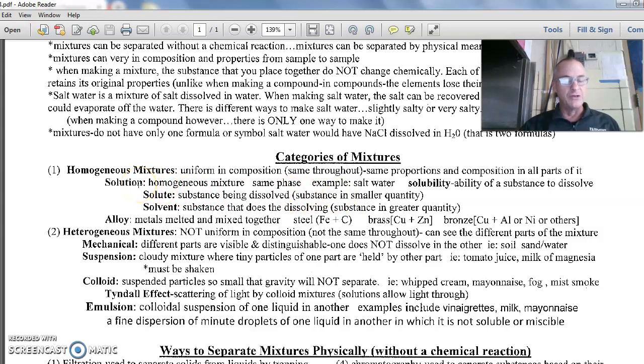Another type of homogeneous mixture is called an alloy. Alloys are metals that were melted and mixed with another substance. Very often that other substance is a metal, but it does not have to be a metal. For example, steel is considered to be an alloy where we have iron, the metal, mixed with carbon, a non-metal, and they are melted and put together.